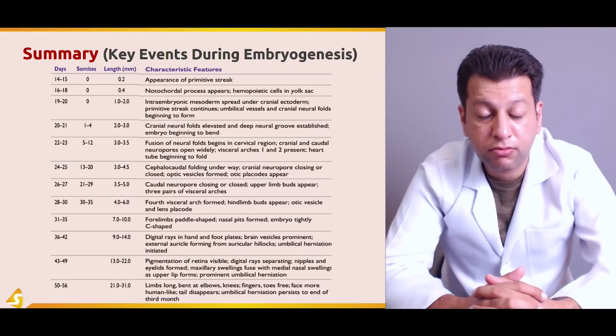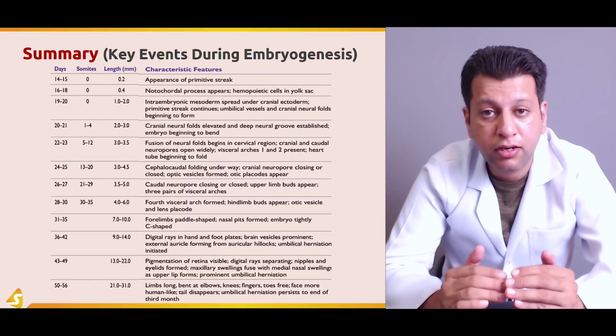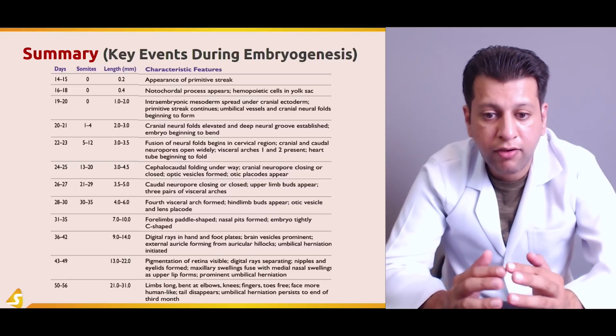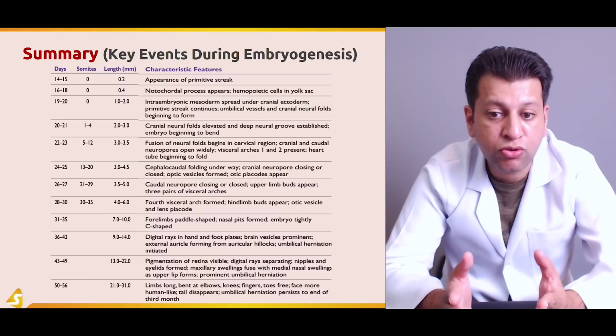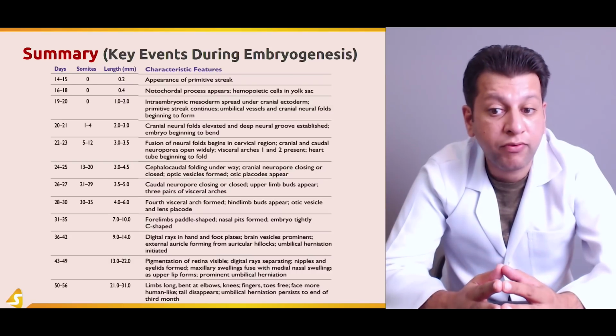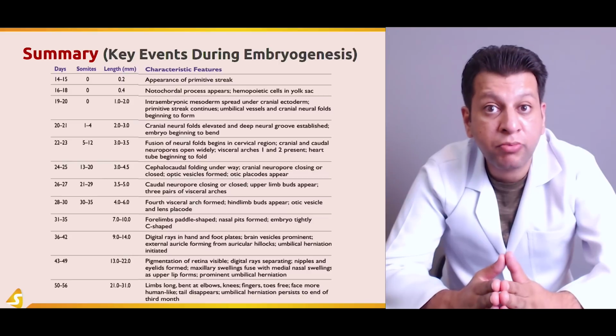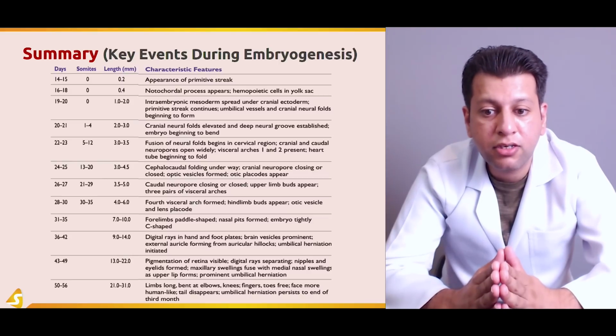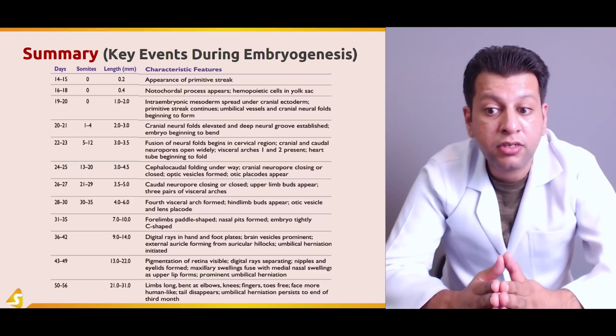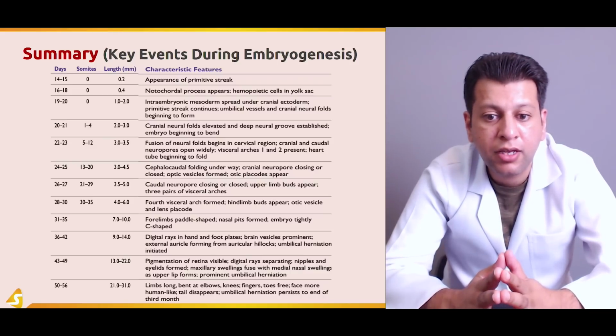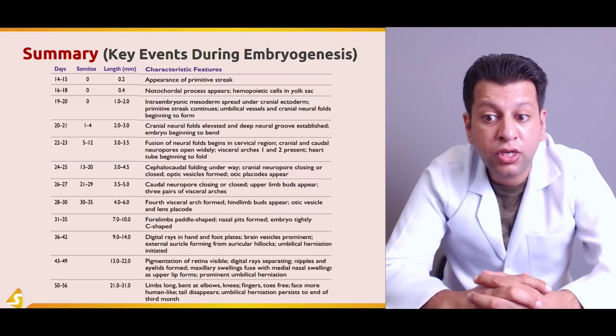Summary of the key events. We have to understand that these events are occurring day by day. At day 14 to 15, there is no somite formation and the length is just 0.2 mm, but this is the time of the appearance of the primitive streak. At 16 to 18, the notochordal process appears and hematopoietic cells in the yolk sac start to form. At day 19 to 20, intraembryonic mesoderm spreads under the cranial ectoderm. The primitive streak continues, and umbilical vessels and cranial neural folds begin to form. At day 20 to 21, cranial neural folds elevate, a deep neural groove is established, and the embryo begins to bend.